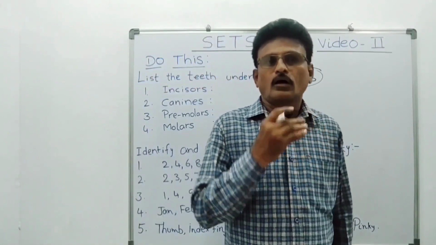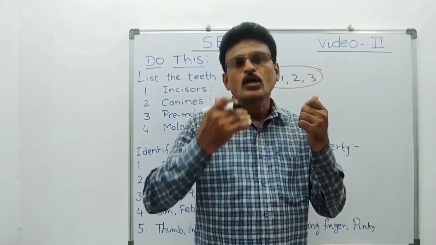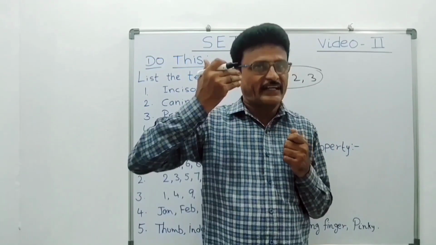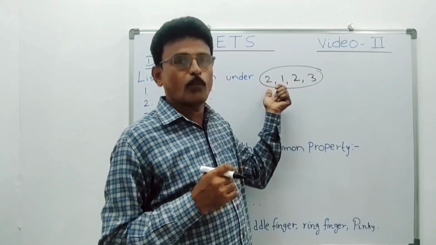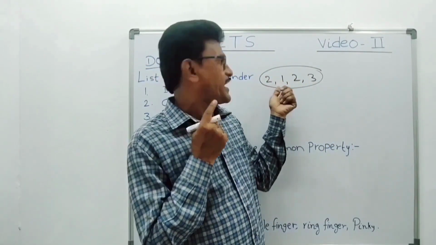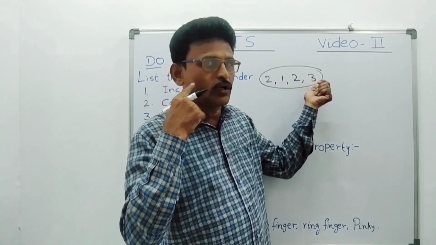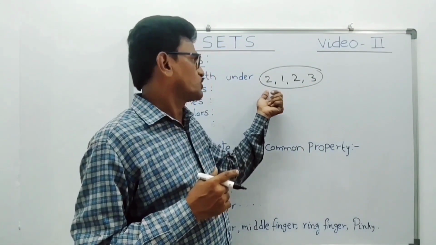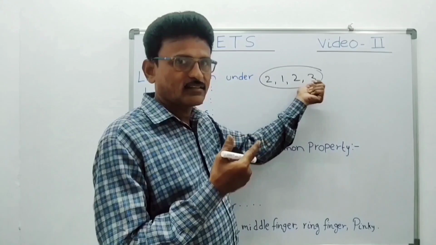See, our teeth are totally divided into 4 parts. Upper jaw, right part, left part. Lower jaw also, right part, left part. Just observe the upper part, right side. First 2 incisors, that is 2. Next, immediately one canine tooth, that is 1. Next 2 premolars. Finally 3 molars. So 2, 1, 2, 3 means first 2 incisors, 1 canine, 2 premolars, 3 molars.